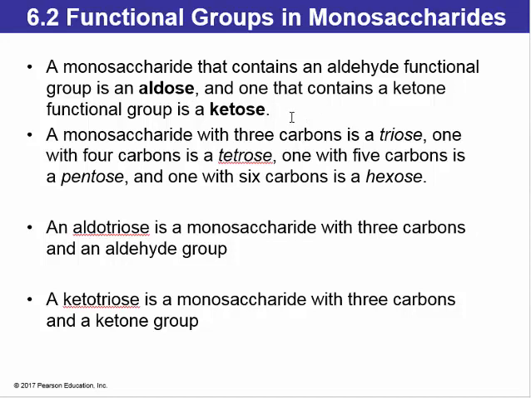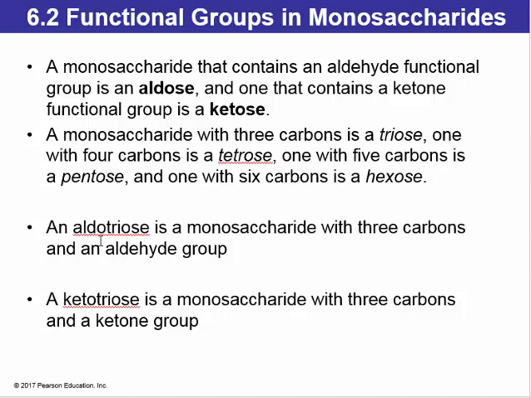We can also name monosaccharides according to how many carbons there are. So for example, a monosaccharide with 3 carbons is a triose, one with 4 carbons is a tetrose, one with 5 carbons is a pentose, and one with 6 carbons is a hexose. And we can further characterize a monosaccharide by combining these two terms.